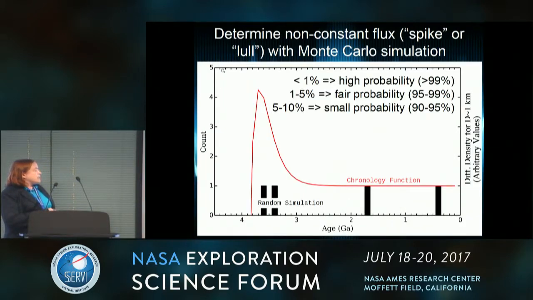So in order to determine if any have formed in this last 3 billion years, or maybe not have formed in the case of a lull, we just pull from a random Monte Carlo simulation crater ages within this time frame from this chronology function shown in red. And if we did not see the feature we are looking for, the impact flux that we are looking for, very often in the simulation, so less than 1%, let's say, then there might be a high probability that what we're seeing is either a spike in the distribution or a lull. Certainly it wouldn't be consistent with a constant flux, which is what the chronology function assumes. And if we saw that feature greater than 10% of the time, then we assumed it was consistent with a constant flux.